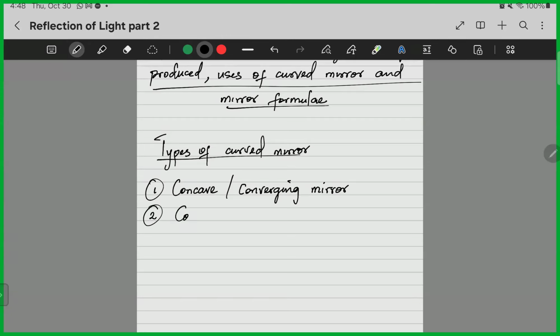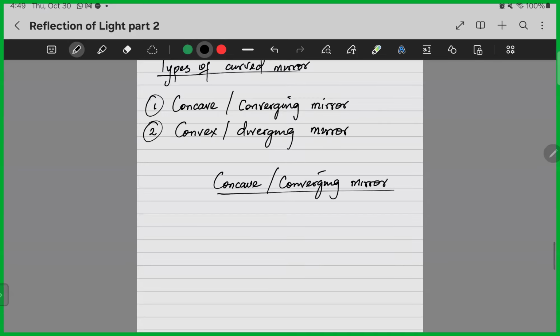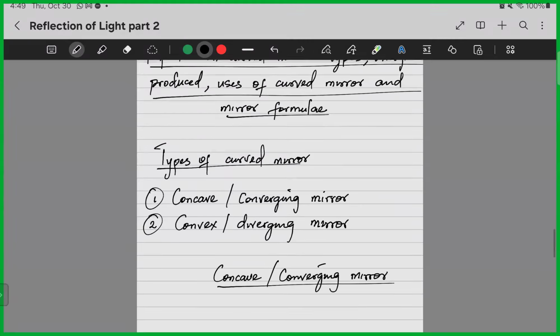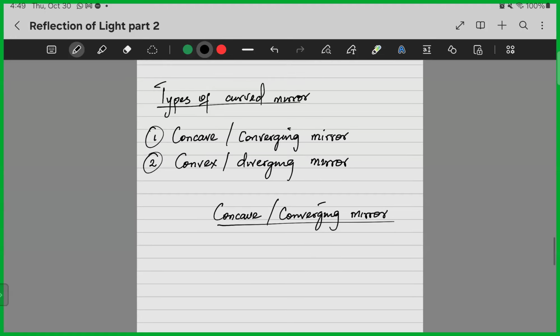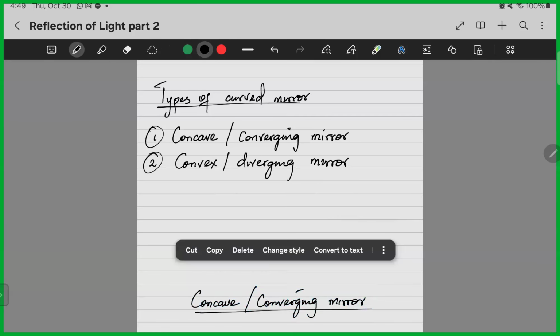two, convex or diverging mirrors. So we start with concave or converging mirrors. What are these kinds of mirrors and how are they formed? Let me put it this way. Before I tell you about them, I could have told you how curved mirrors are formed first. Let me put that in a note. Let me move this downwards and just tell you how curved mirrors are formed. Right here, note.